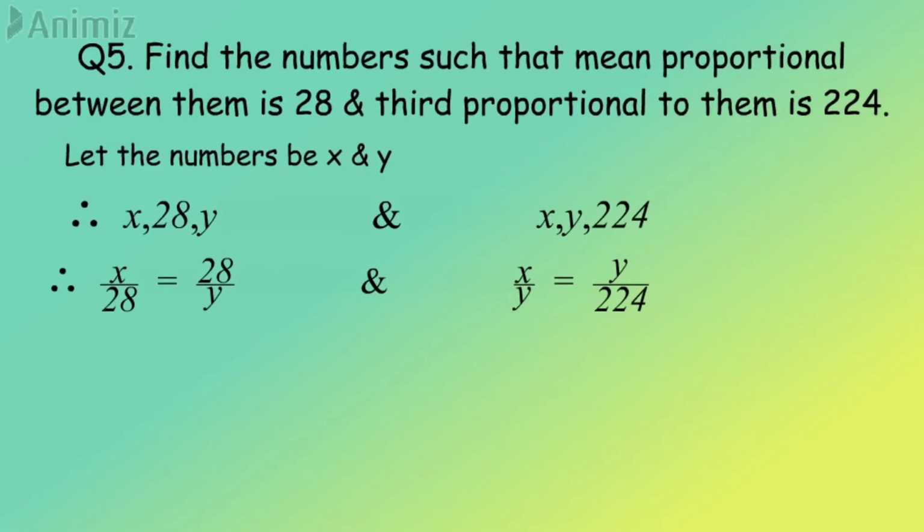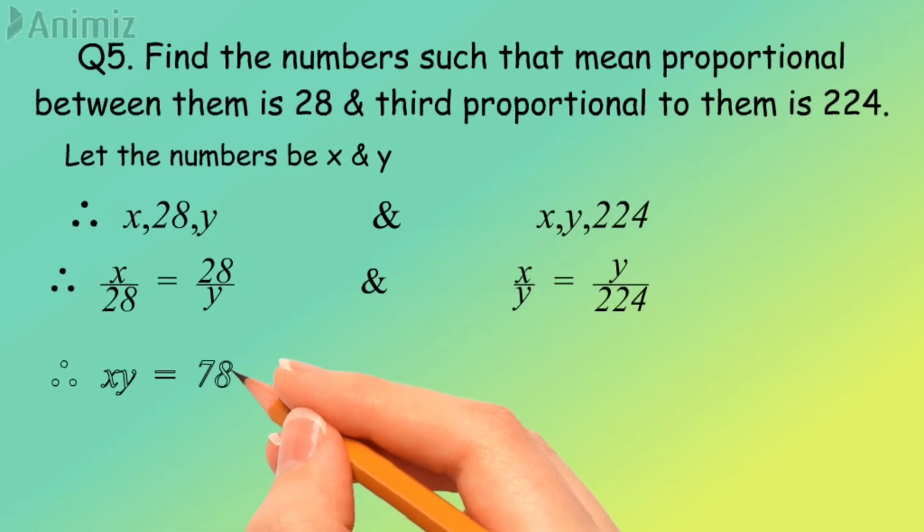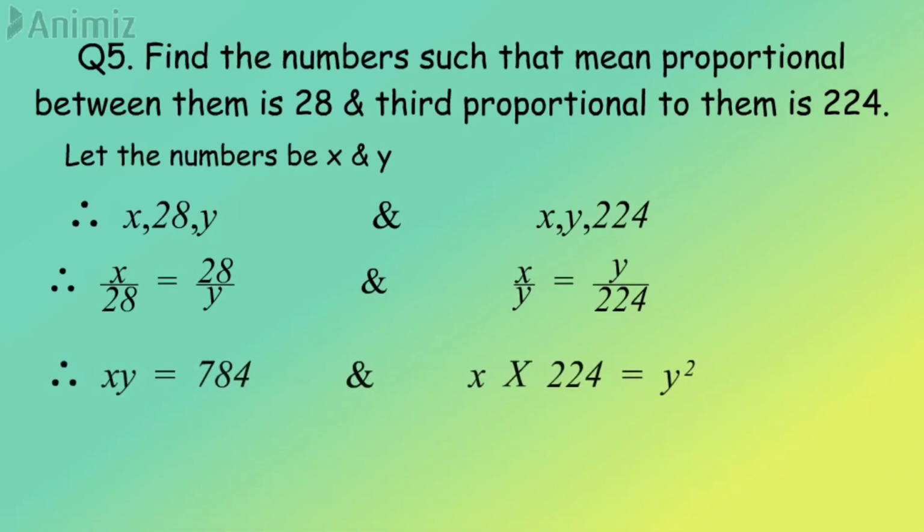Now on cross multiplication, for the first condition what you will get? xy equals 28 into 28. That will be 784. So students, just do the cross multiplication in the first part. What is your answer? And that side x into 224 will be y square. Now transfer x on the right hand side of first condition. Y will be 784 by x.